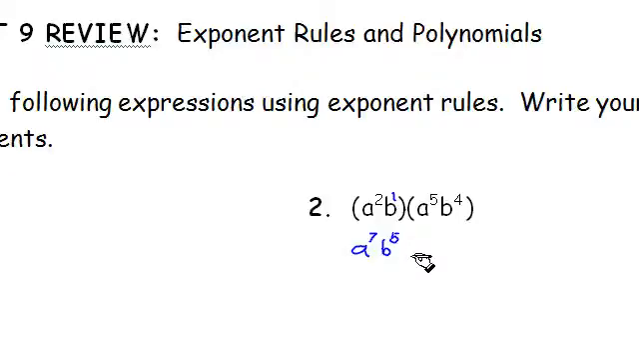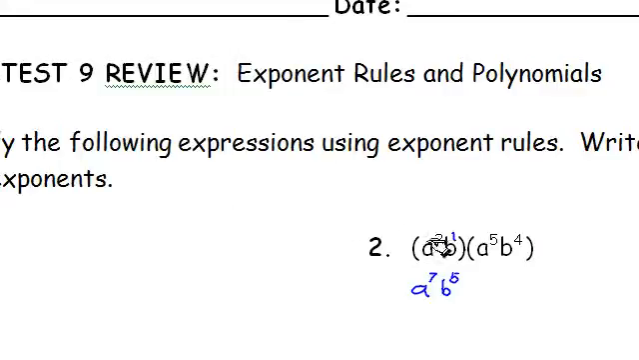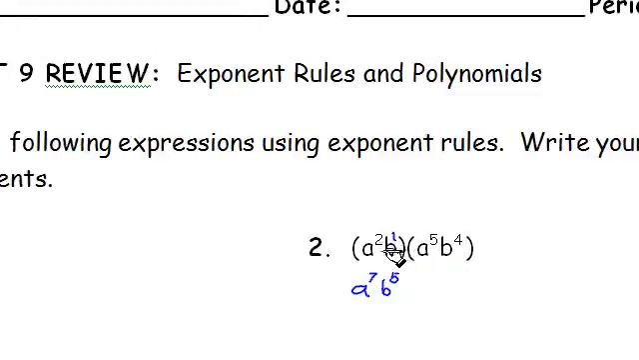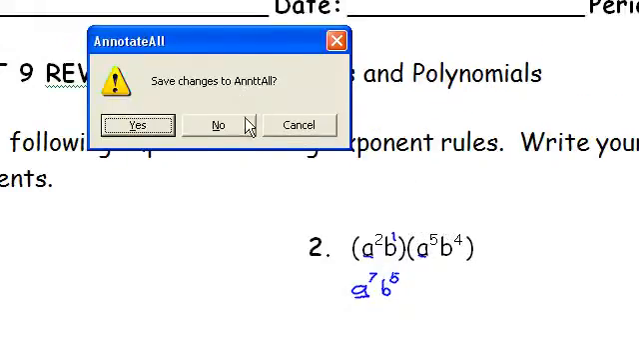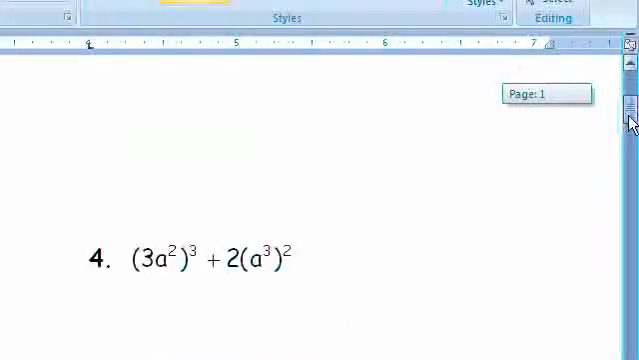Just Google exponent rules if your memory is hazy or if you don't have the notes readily available. And you will find that our power rule, our exponent rule, says when we multiply two variables that have the same base, for example, these a's are both a, they're both the same base, we keep the base and we add the exponents. 2 plus 5 is 7, 1 plus 4 is 5. All right? Let's keep going down here.